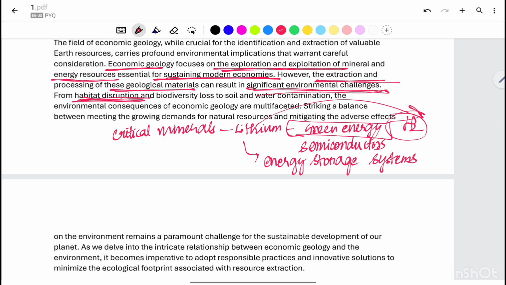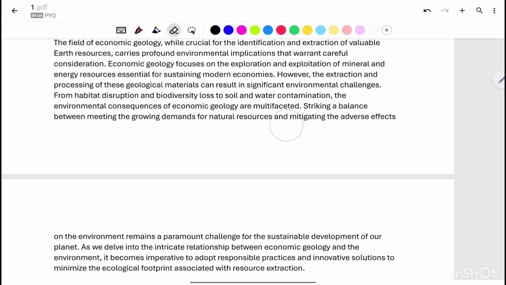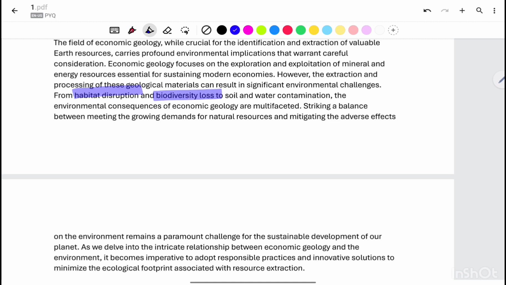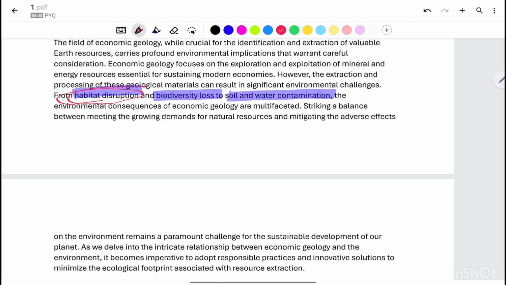From habitat disruption to biodiversity loss and soil and water contamination. The entire habitat is being destroyed over there. So habitat disruption, then the biodiversity is also lost. Soil and water are contaminated, right? The first one is habitat loss, because when you are going to extract a resource present over here, the trees at the top layer must be destroyed completely, right? And the biodiversity is lost.